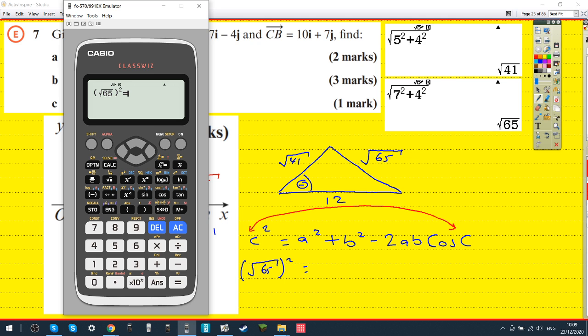And cos theta at the end. How come you have to put brackets around this root 65? Because otherwise it would be the square root of 65 squared. Not.